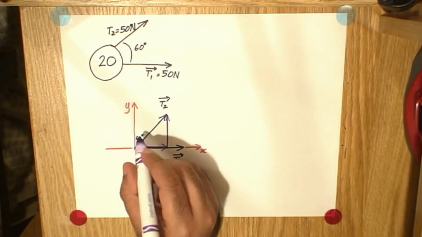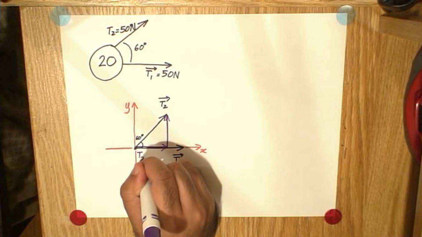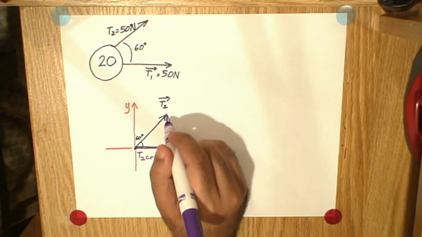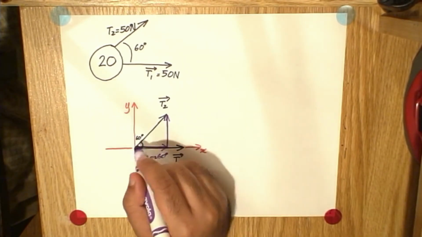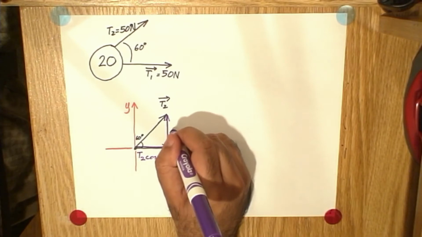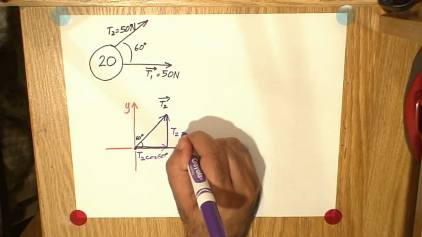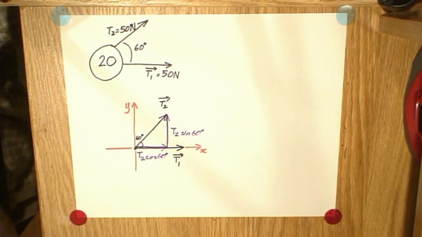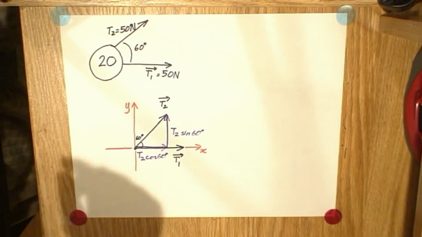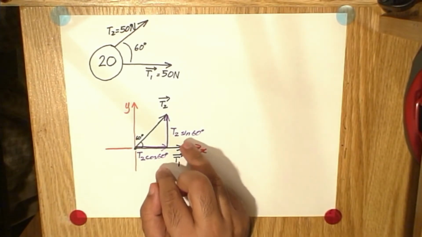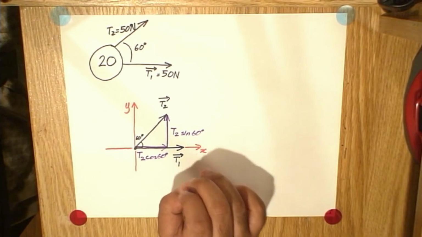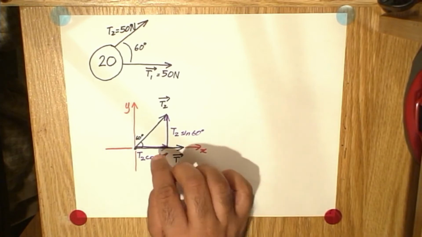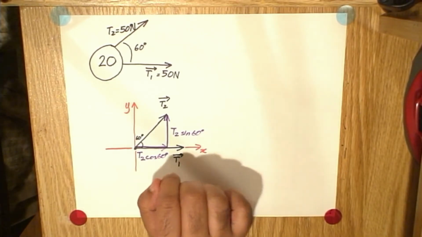The horizontal component is going to be T2 times the cosine of 60 degrees. And the vertical component, because this is now the opposite side of this angle, whereas this was the adjacent side, this will become T2 sine of 60 degrees. So now we are going to use these formulas in order to figure out the size of this force by breaking it down into x and y components.